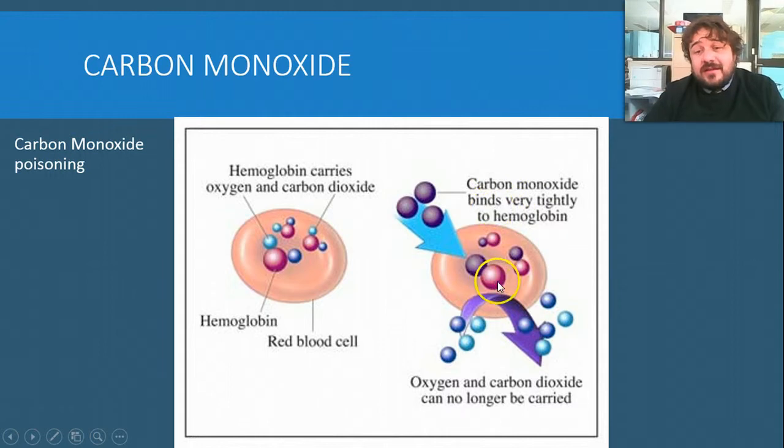The carbon monoxide gets in, binds up with it, and causes suffocation because we can't get rid of the carbon dioxide in our blood. So that's what actually kills us: the carbon monoxide binds up our blood and stops us being able to get the carbon dioxide out of our system.